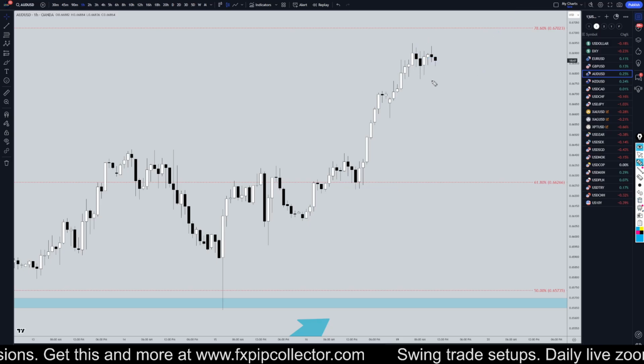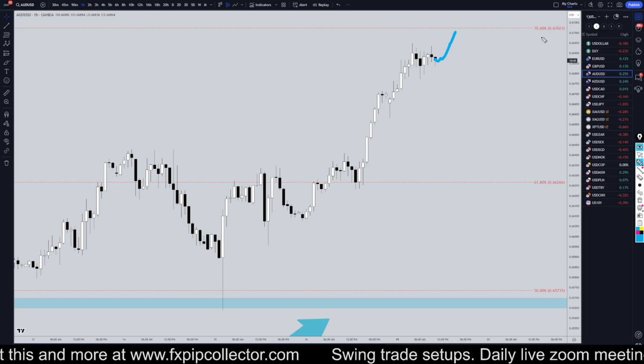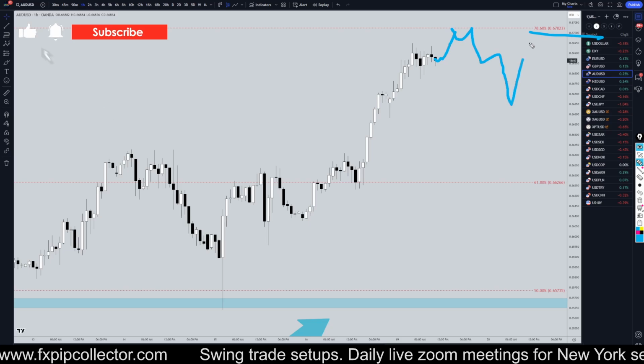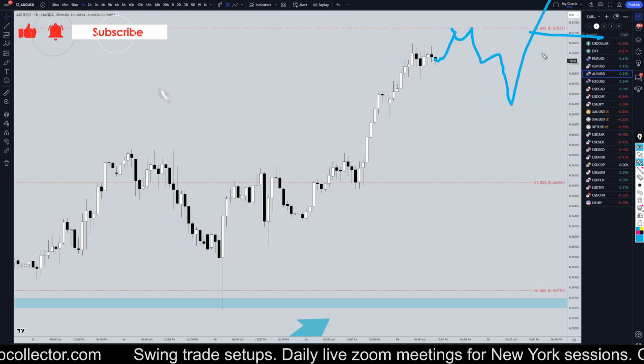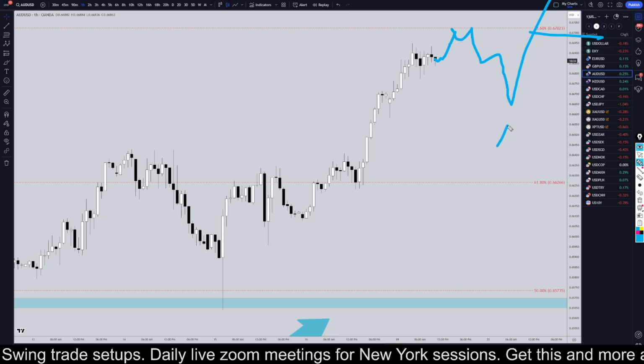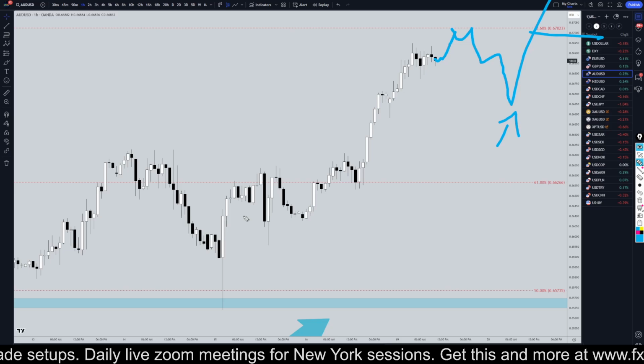If it doesn't break to the downside, then most likely it'll probably go up to at least a 78% before it actually does break to the downside, making a bigger pullback. It's probably more likely that it will do something like this, make its way up to the 78%, then make a bigger pullback, and then maybe in a day or two continue the uptrend.